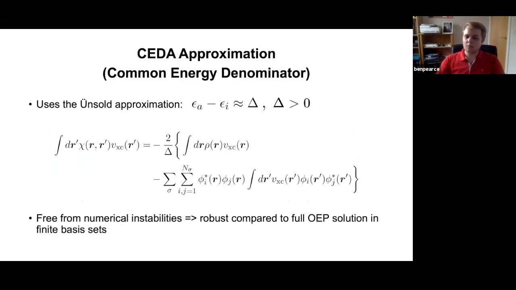So a common way to get around these problems is to use an approximation such as the CEDA approximation, where we use the unsolved approximation and take the difference between the unoccupied and the occupied orbitals as being a constant delta. And this allows us to re-express the OEP equation the following way. And the CEDA approximation works pretty well in finite basis set applications for local and semi-local functionals, but it falls short when you're looking at something like exact exchange. The main benefit of using something like CEDA is it's actually free from these numerical instabilities that are present within finite basis set solutions of the OEP equation.